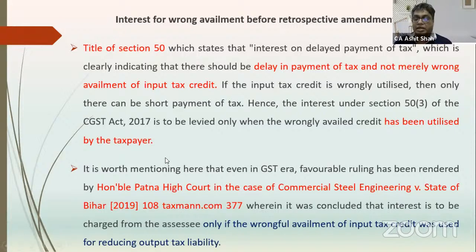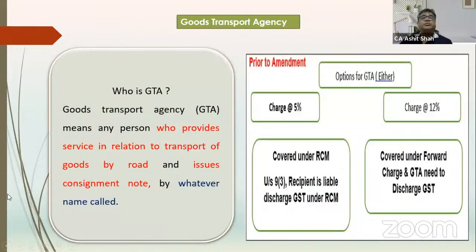Now coming to the next topic, GTA, Goods Transport Agency. This service, as I said earlier, is applicable to all the people, especially those who are dealing in goods, because without transportation of goods, the business cannot survive. In respect of the service industry, they may not feel the pinch or the importance of this Goods Transport Agency. So now, first of all, let us try to understand who is this GTA.